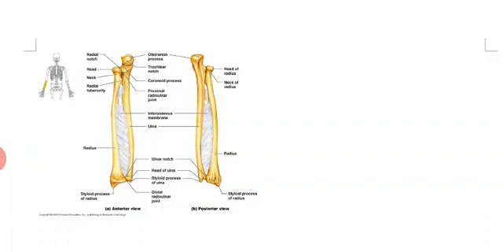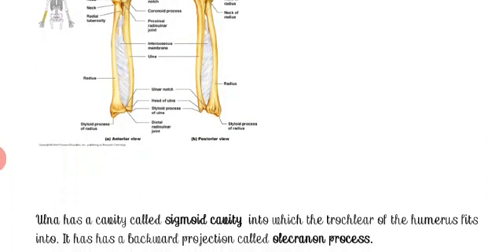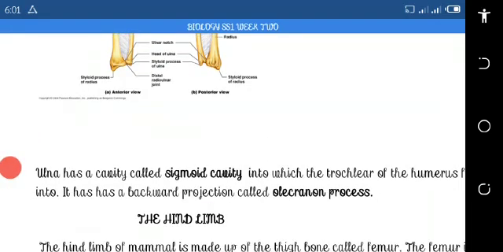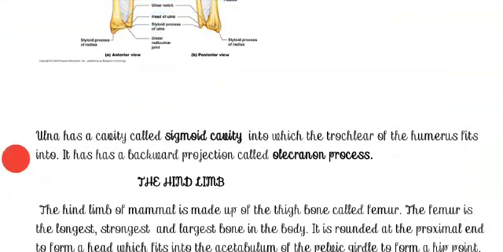We can see at the tip end of the ulna, there you have the what? Olecranon process, and other features that are present there. The ulna as a bone has a cavity called the sigmoid cavity into which the trochlea of the humerus fits, and it has a backward projection called the olecranon process, as shown in the diagram.